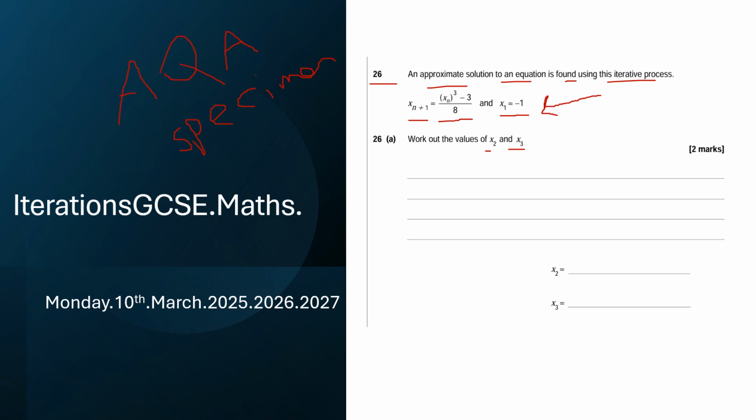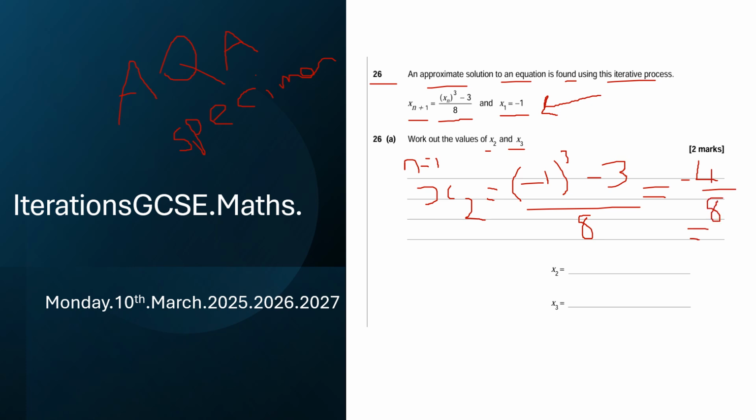Now the key here, guys, to work out x2, that's when n is equal to 1. So n equals 1, we have x2, because 1 plus 1 makes 2, equals x1 all cubed, so that'll be -1 all cubed, subtract 3, and then over 8. So -1 cubed is -1, subtract 3 is -4. So we get -4/8, which simplifies to -1/2, or -0.5. So x2 is equal to -1/2, or -0.5.